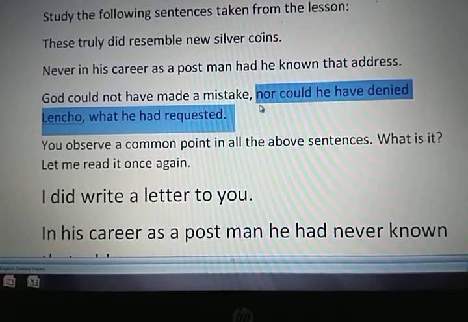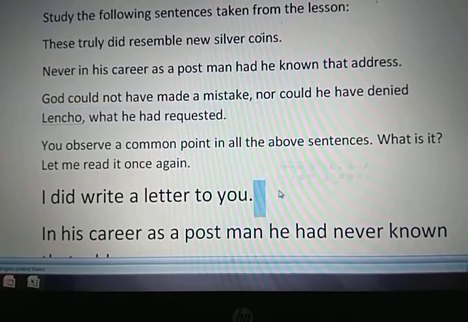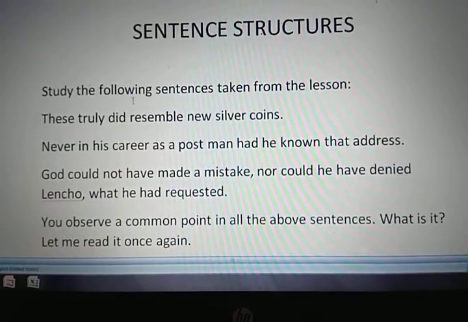That is the thing. Nor, this is the negative adverb. So in place of writing, he could have, you wrote, could he have denied Lancho? Clear? So verb inversion we notice in some other sentences also.